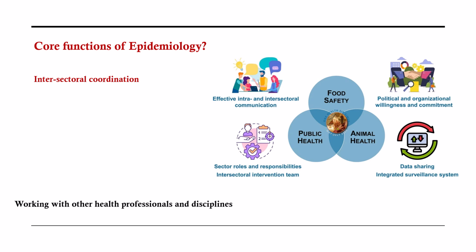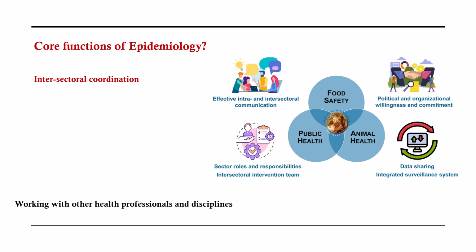So what are the components of that? Effective intra and intersectoral communication. We should communicate with the other sectors, giving respect and value and listening to them. That's effective intra and intersectoral communication. Second is political and organizational willingness and commitment. That is the second component of intersectoral coordination. Third is sector roles and responsibilities should be defined.